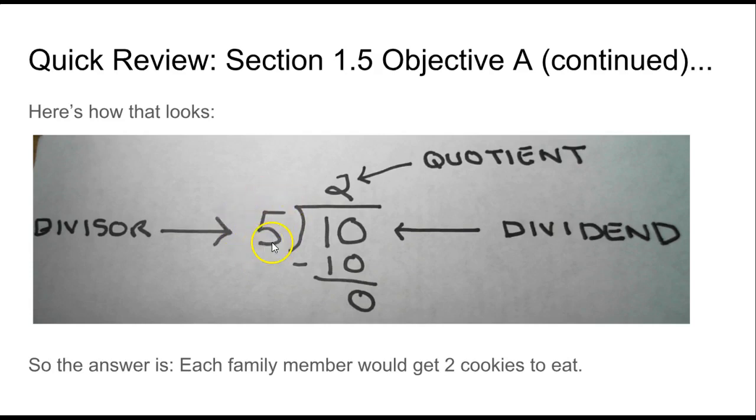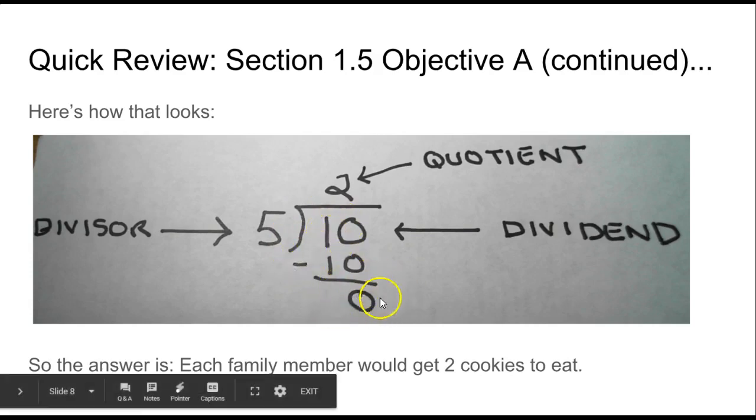And then when we do the division, we know that 10 divided by 5 is 2, because 5 times 2 is 10. So we put the 2 up here, we multiply 2 times 5, we know that's 10, and then we subtract 10 minus 10 equals 0. When we see the 0 here, we know that the problem divided equally. So it shows right here that the answer is that each family member would get 2 cookies to eat.